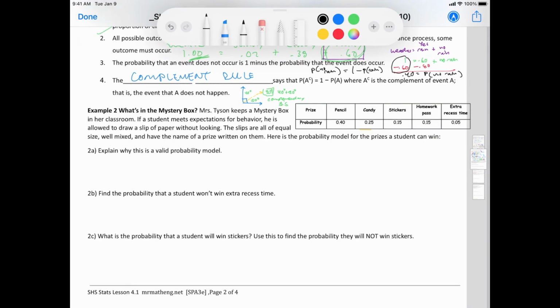Okay, let's look at example number 2. What's in the mystery box? Mrs. Tyson keeps a mystery box in her classroom. If a student meets expectations for behavior, he or she, the student, is allowed to draw a slip of paper without looking. The slips are all equal size, well mixed, and have the name of the prize written on them. So it sounds like a random chance that you can get any of these.